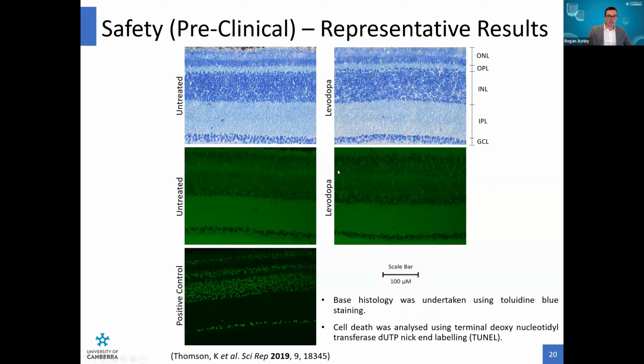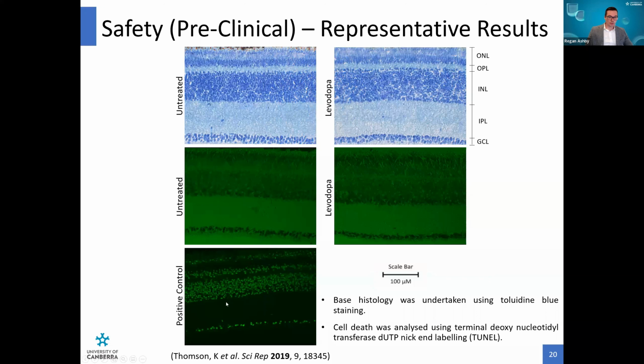Importantly, what we show down here is there's no TUNEL staining. Now, TUNEL is a stain used to indicate cells under stress or cells going through apoptosis. The reason both the untreated and the levodopa retina are bright green is because we had to oversaturate the photo just to be able to see the retina, because there was no staining.